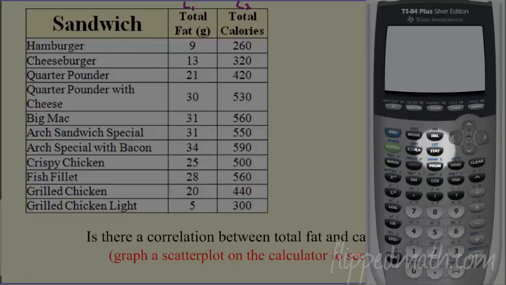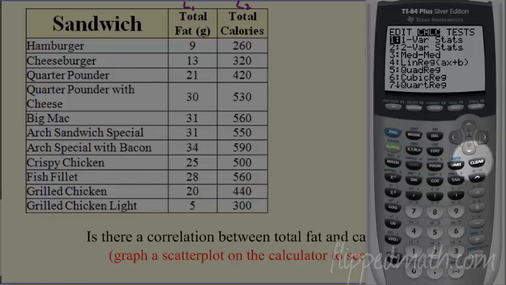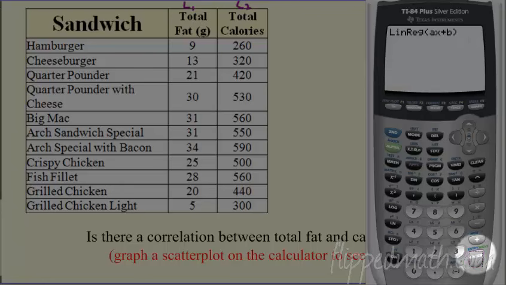But what we're going to do is go to stat, and if you slide over here to calculate, it's going to calculate the best fit line. So I want you doing this. We're going to do this a bunch. So I'm going to do what's called linear regression. This is finding the best fit line, and it puts it in this format. So hit enter. If you just hit enter, boom, there it is.